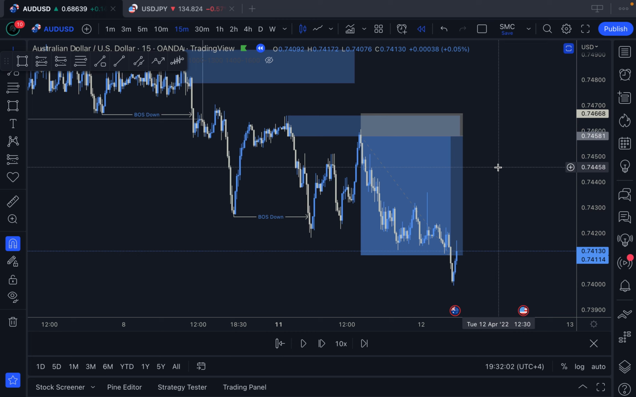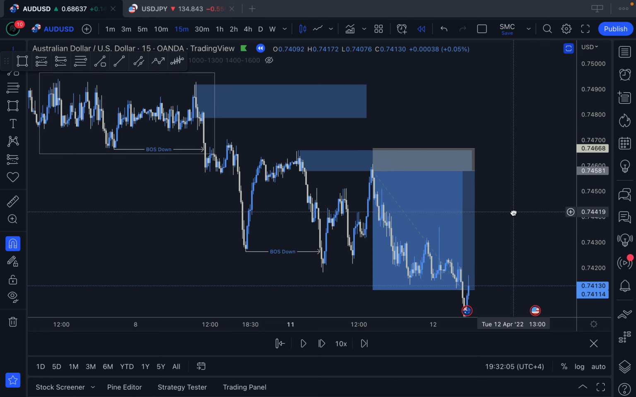Now in my future videos I'll be showing you guys how you can add up confluences to know which supply zone to take, and just overall a general idea of which setup is more probable than the other.